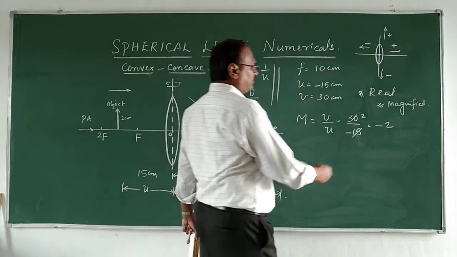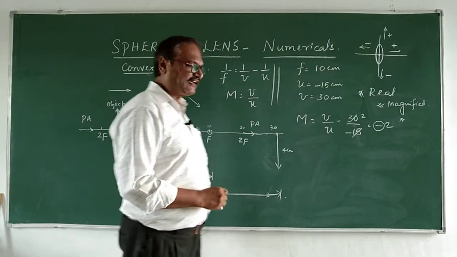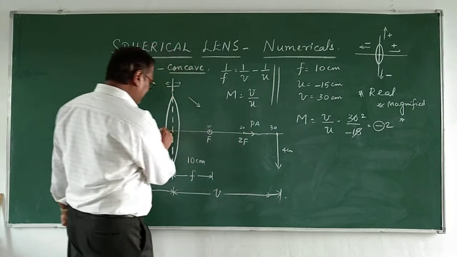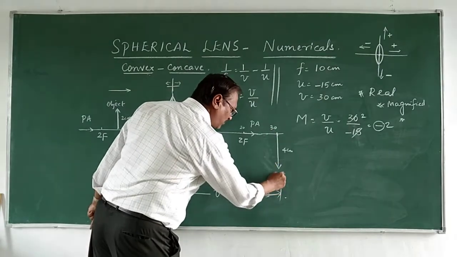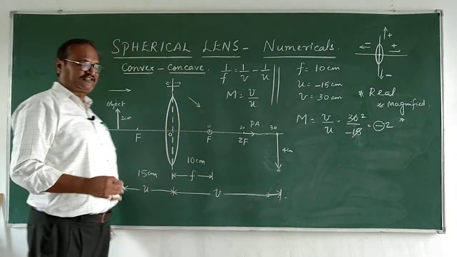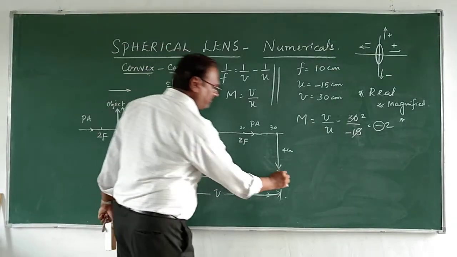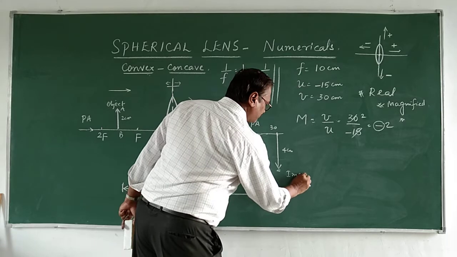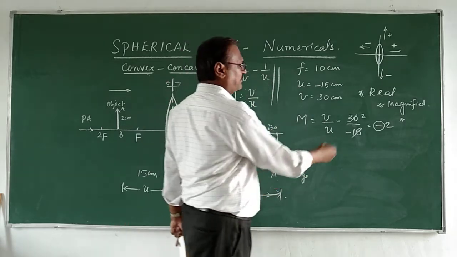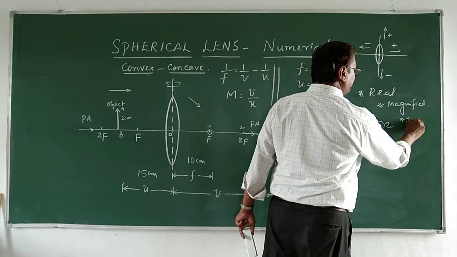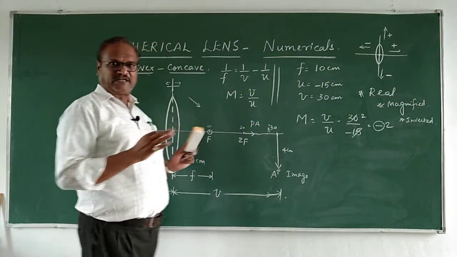Now the next point, what about the minus sign? The minus sign indicates that with reference to the optical center, the image is down. That means it is inverted, right? We said the object is AB and the image is A dash B dash. So it is an inverted image. The negative sign shows that the image is inverted. Okay, with this we have got the clear picture.